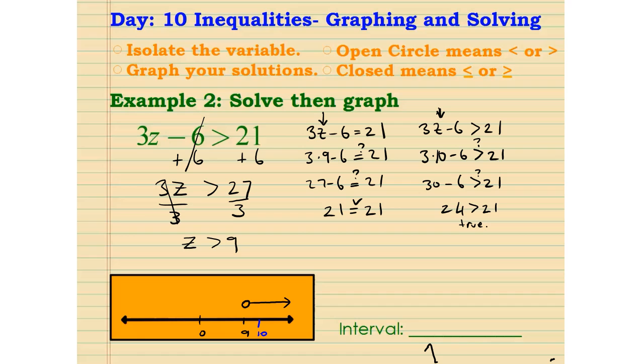Our least value for solutions is going to be 9. However, 9 is not included. Not included is a regular parenthesis. Our maximum value is going to be positive infinity, and infinity is not a defined number, therefore it's never included. It will always have a parenthesis.